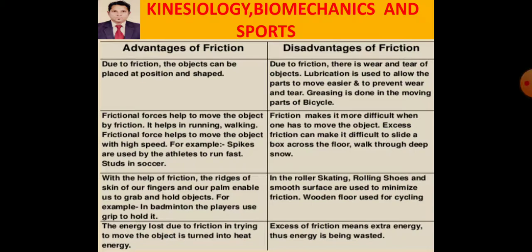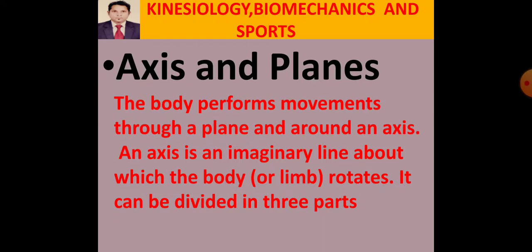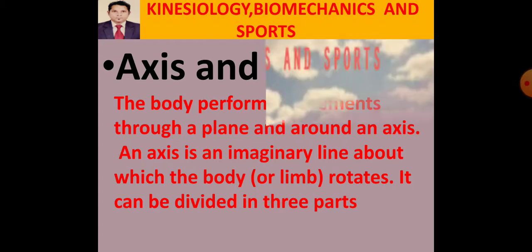Now we will come to another topic, that is axes and planes. Another very important topic. The body performs movement through a plane and around an axis. An axis is an imaginary line about which the body or our limb rotates. It can be divided into three parts. The three parts of the axis and plane are there.